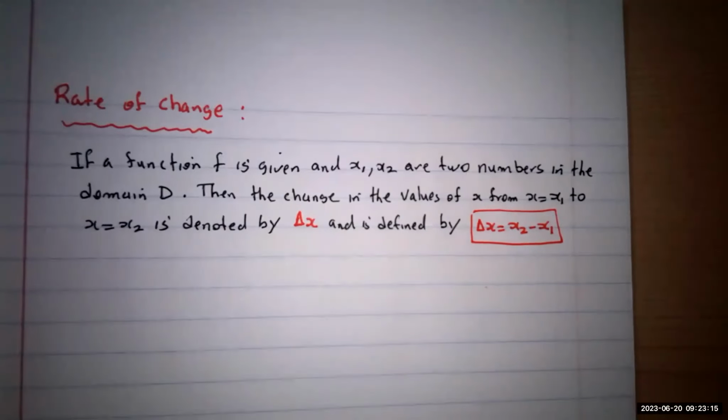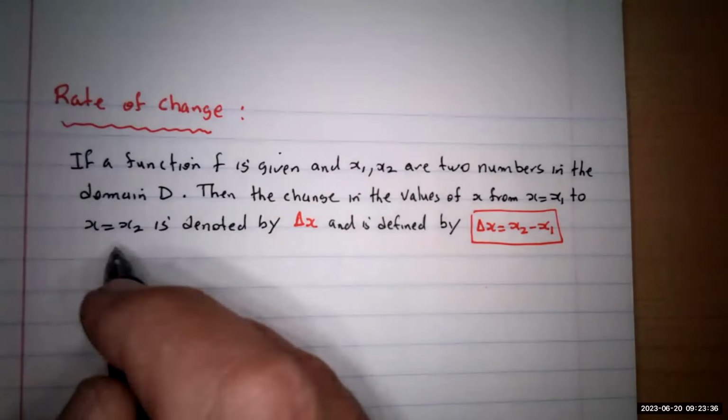So if x is 1, you go to 1.2. So the change is going to be 0.2, because it's 1.2 minus 1. So that's going to be the change in x. Any question? So you drop this x into the function, so there's going to be a change in y. So there we continue.